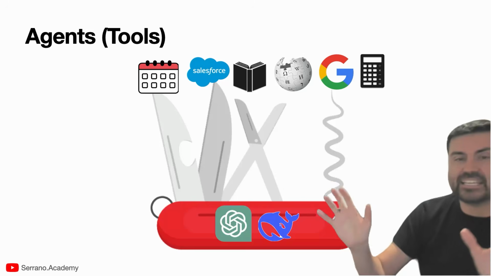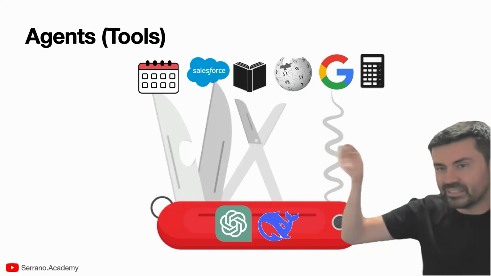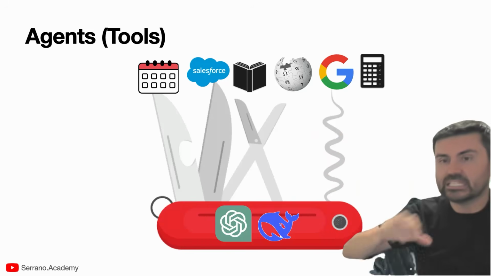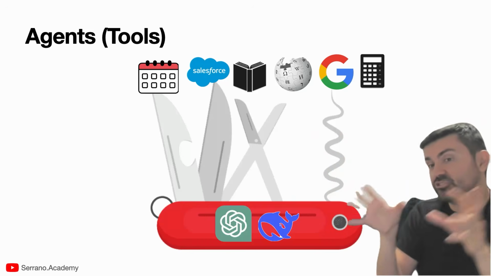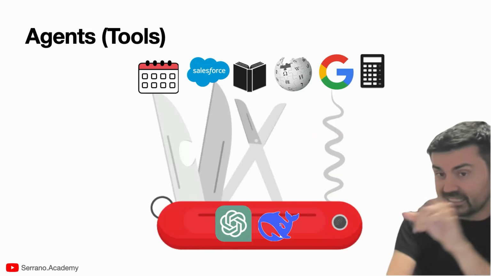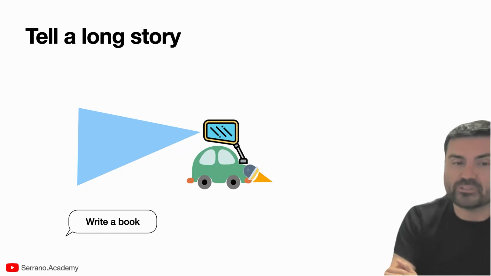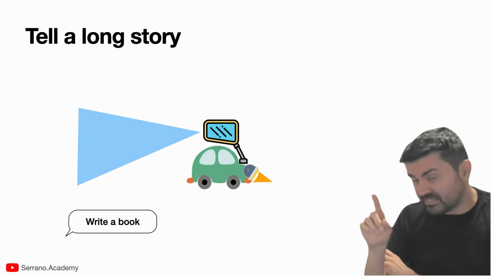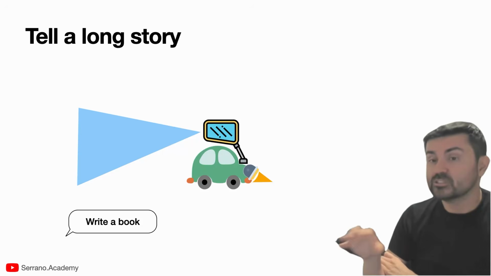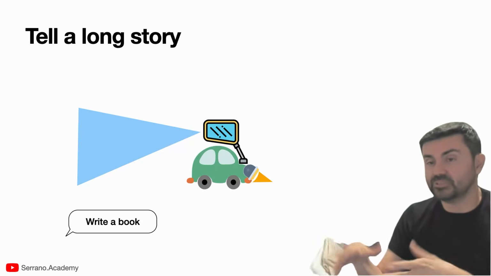So I like to think of agents as a Swiss army knife where you can open a lot of APIs, give a lot of calls, use different things, and not just talk, but do stuff. Now, here is a problem. Let's say that you want a model to tell a story or to write a book. And I encourage you to try this. Tell any language model to start telling you a story and then keep prompting it continue, continue, continue.